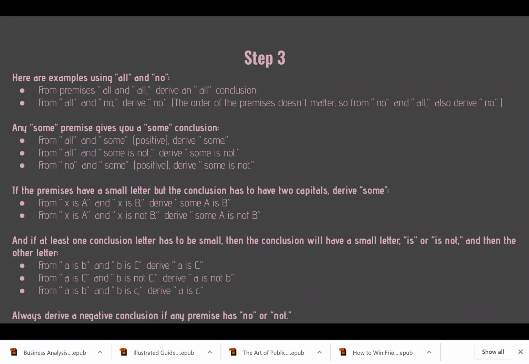So from little a is little b, and little b is big C, derive little a is big C. From little a is big C and little b is not big C, derive little a is not little b. From little a is little b and little b is little c, derive little a is little c. Always derive a negative conclusion if any premise has no or not.